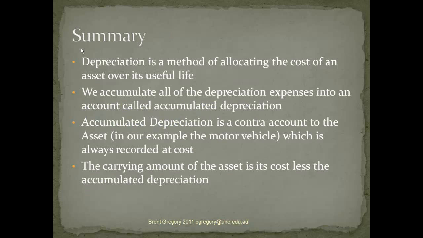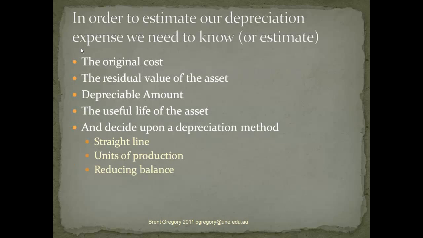Now let's look at this in summary. Depreciation is a method for allocating the cost of an asset over its useful life. We accumulate all of the depreciation expenses into an account called accumulated depreciation. And accumulated depreciation is a contra account to the asset. In our example, the asset account was motor vehicle. The motor vehicle account, or the asset account, is always recorded as its cost. Remember, we had cost $20,000 less accumulated depreciation equals carrying amount. And the carrying amount of the asset is the cost less the accumulated depreciation.